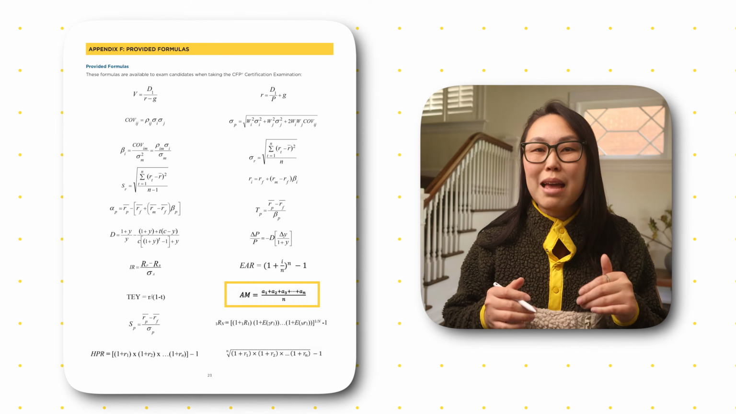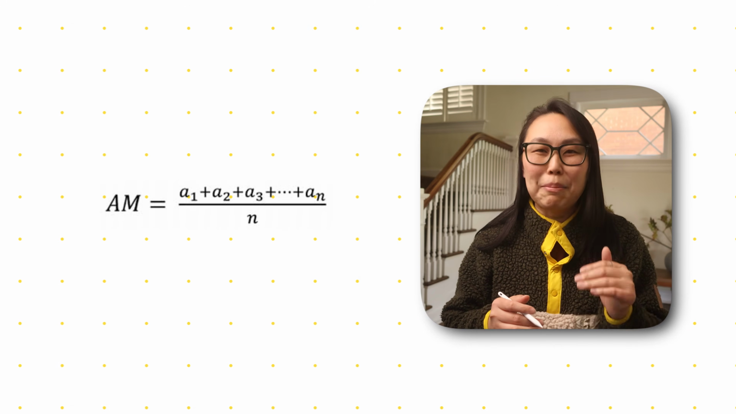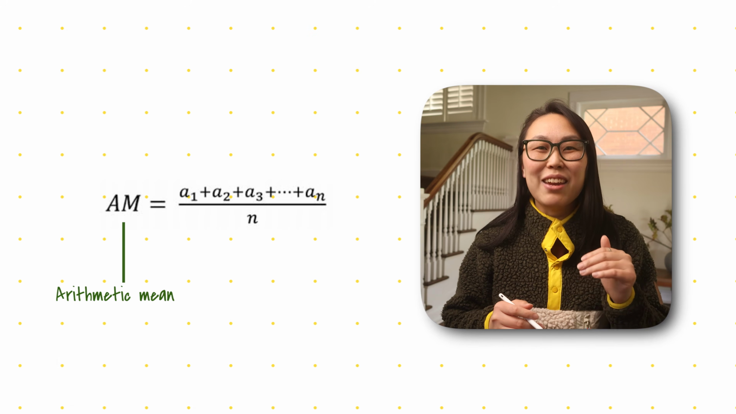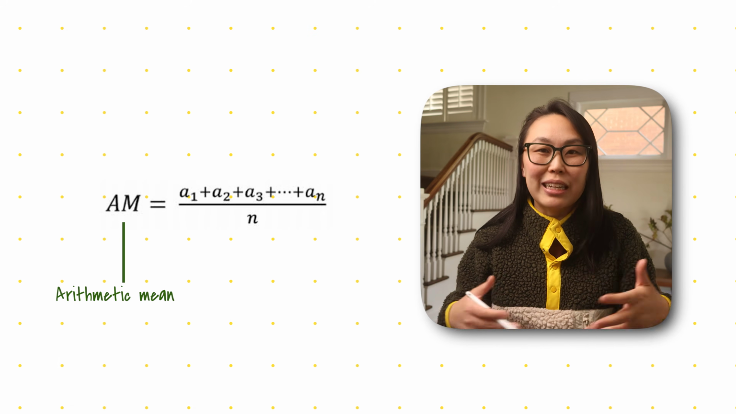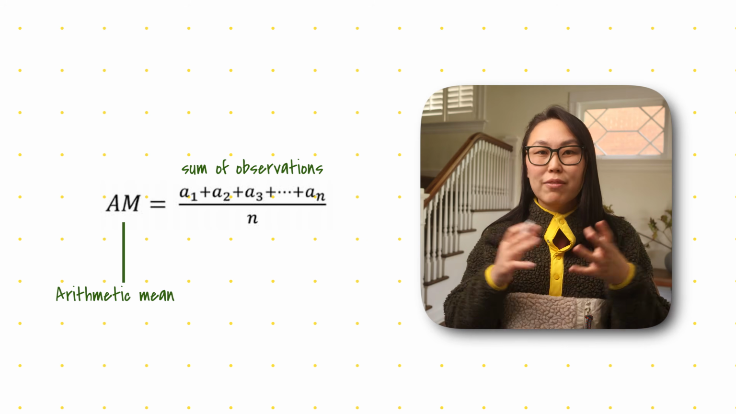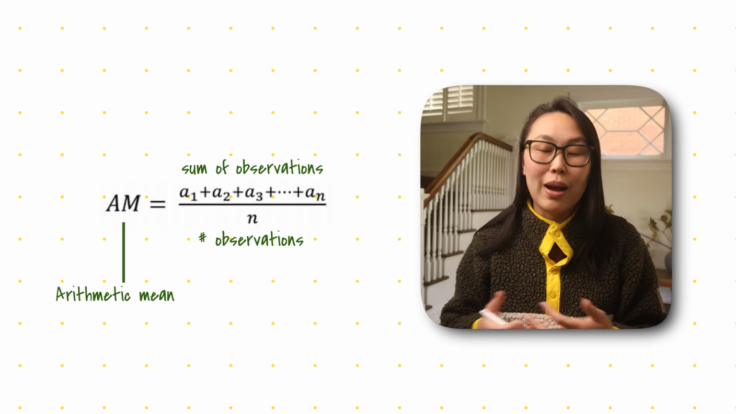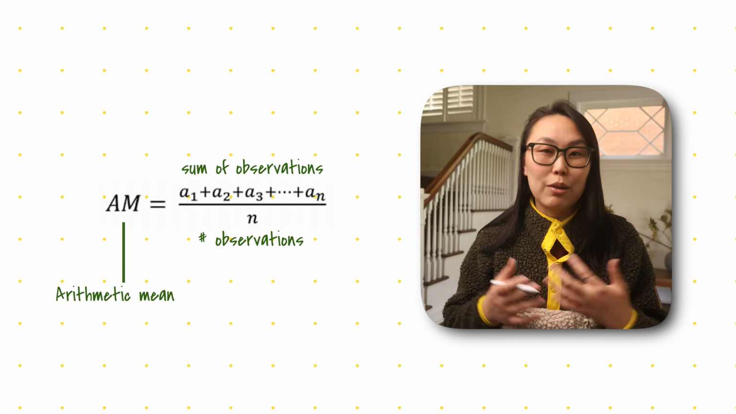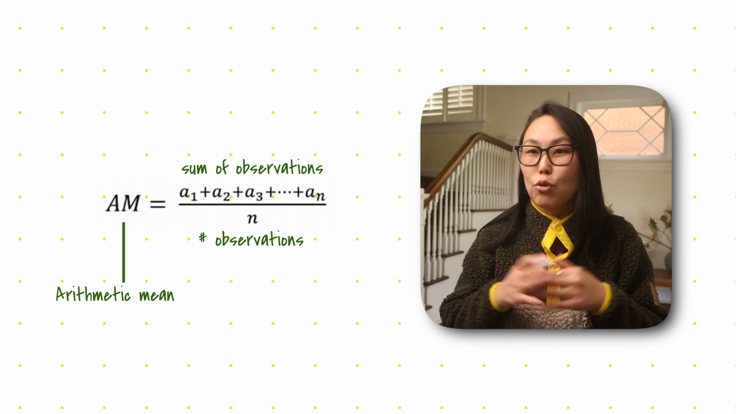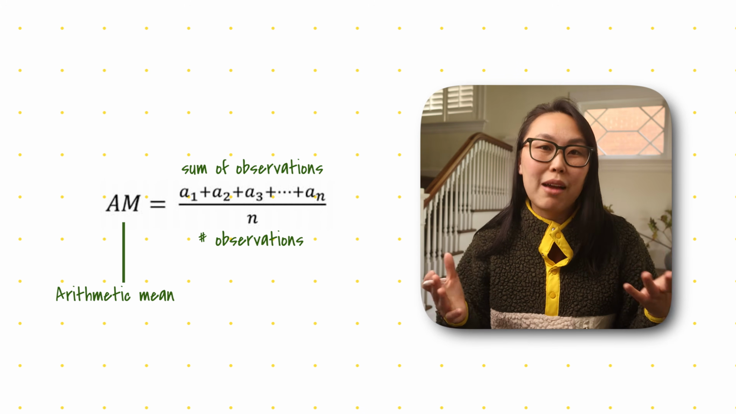So we start with AM, or arithmetic mean. This is the simplest one out there. And really, this is the average that you learn in grade school. So you take all the observations, add them together, and divide by the number of observations. Why is this in the equation sheet? I mean, who knows? Maybe just to make it look complicated, because again, AM is just your normal run-of-the-mill average.